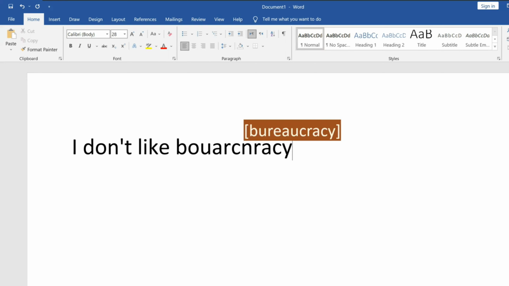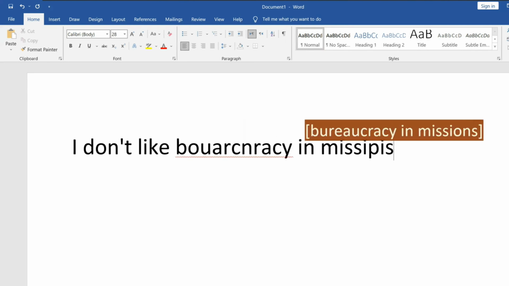But let's say that I missed that for some reason. I keep on typing, bureaucracy in Mississippi, and I wrote my second nemesis, which is Mississippi. And what happens is that as I'm moving forward, Lightkey actually picks up all the incorrect words and in one shot predicts, and in the read-aloud does that as well, what is the correct form.